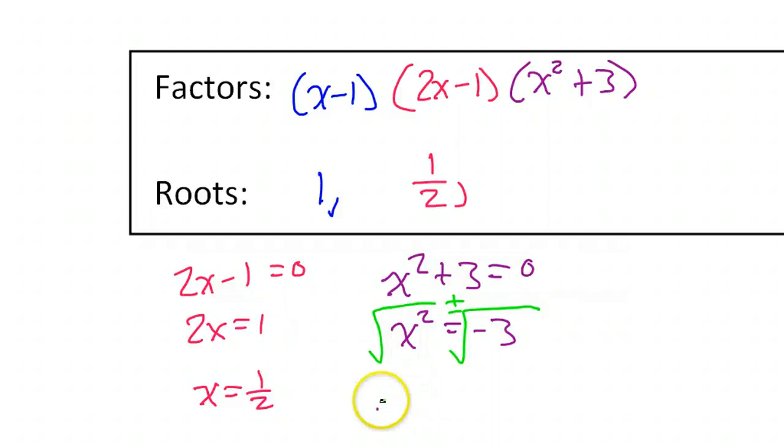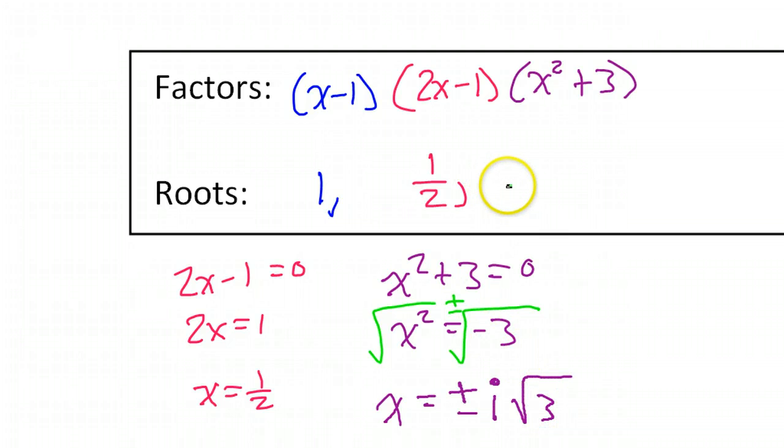So that's going to leave me with x equals. Now, look guys, I've got a negative under the radical. That's going to be plus or minus i radical 3. Alright, only I'm going to write this separately as i radical 3 and negative i radical 3.